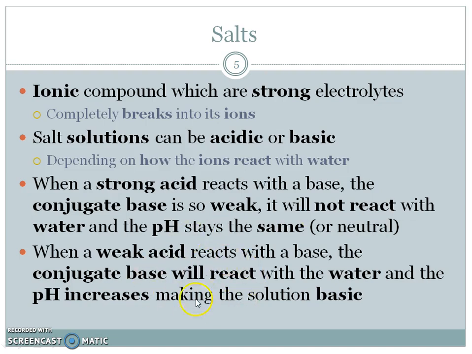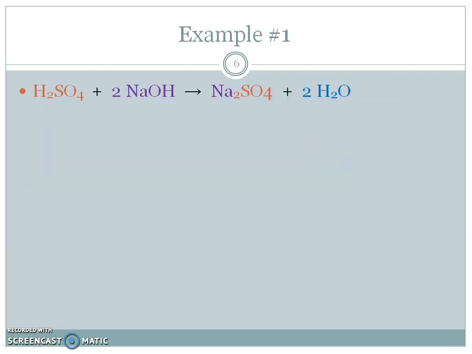However, this is where it gets a little complicated. When we have a weak acid reacting with a base, the conjugate base will actually react with the water, increasing the pH and making the solution basic. Why? Well, remember, if we have a weak acid, that means we have a stronger conjugate base that it forms, and that conjugate base is going to be strong enough to pull those H+ out of the water molecule and make it basic. So again, I'm going to show you some examples then.